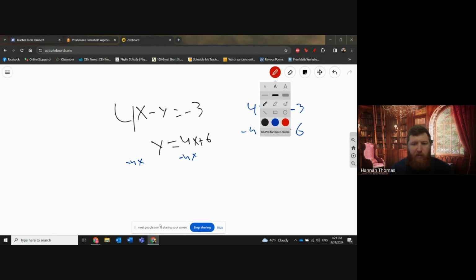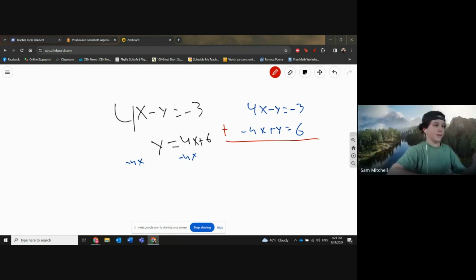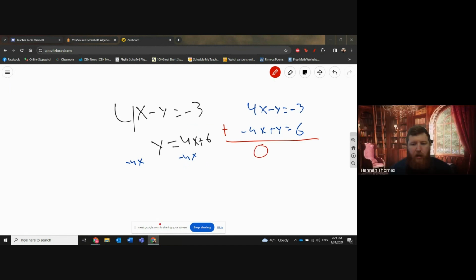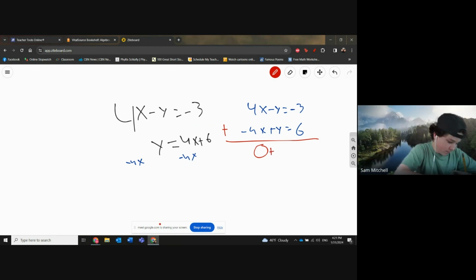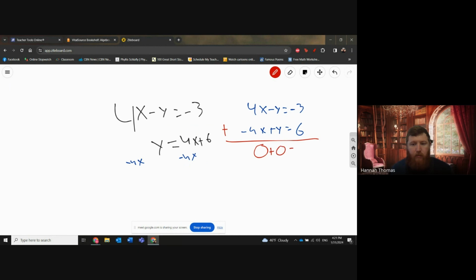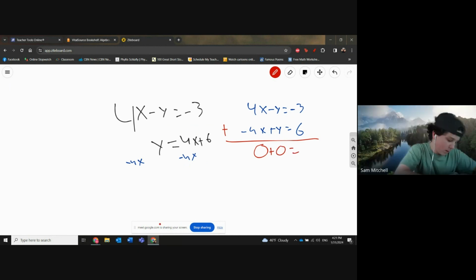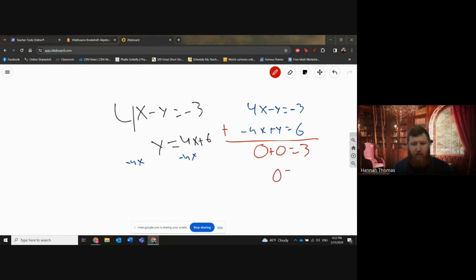And if we were to solve this by elimination, when you add them together, what's 4x minus 4x? 0, nothing. What's -y plus y? 0. And then 6 minus 3? 3. Right. So you end up with 0 equals 3, and that's not true. Because you ended up with a false statement, the answer is no solution. Okay. Yeah. There we go.